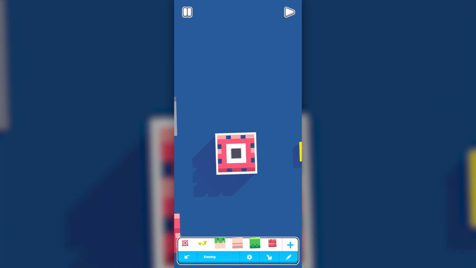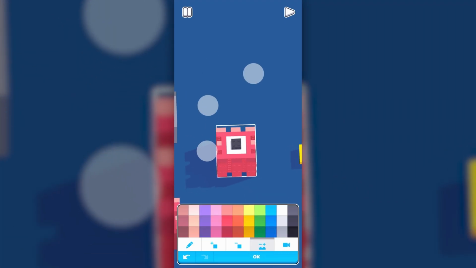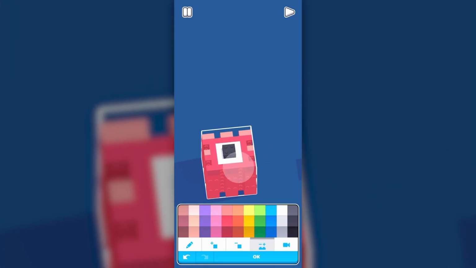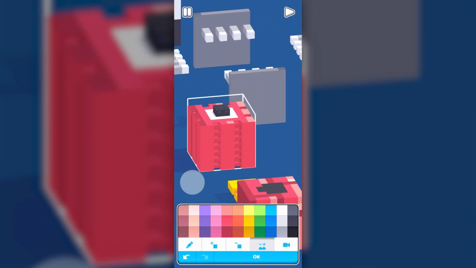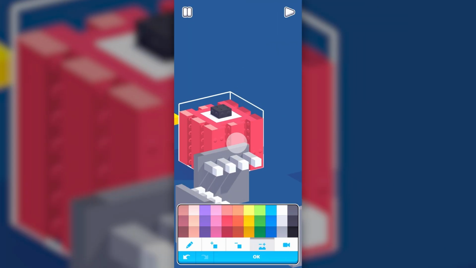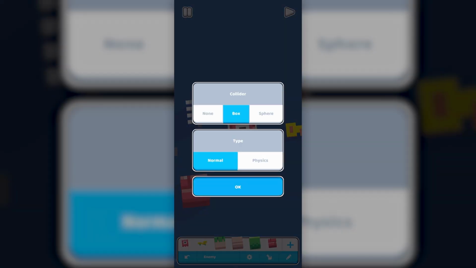After that, we have the enemy. Notice that the pupil is disconnected from the character itself since we'll be adjusting its position separately. Let me also just quickly unglue the sides completely. This block has a box collider.